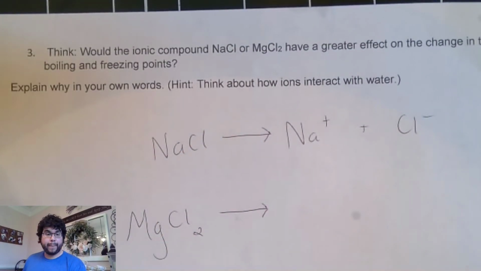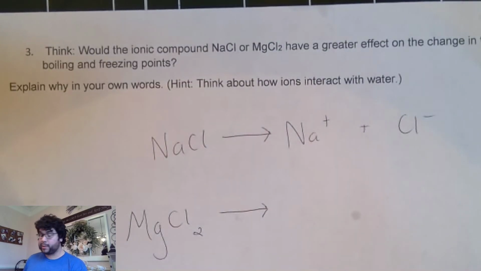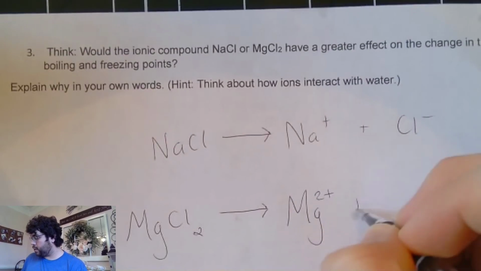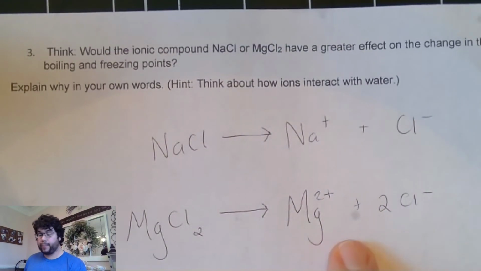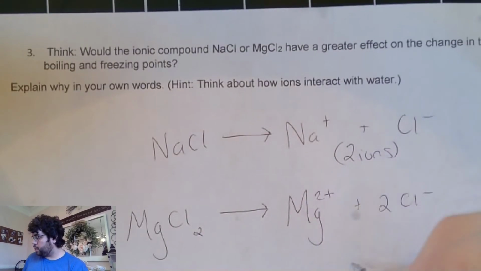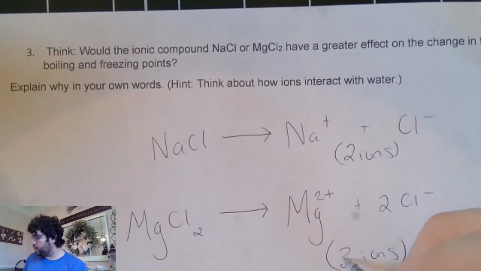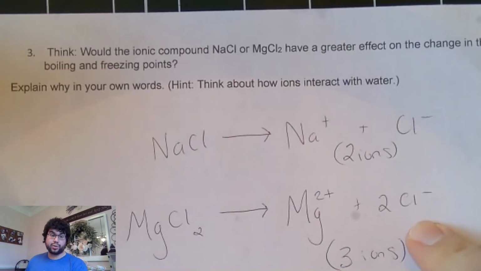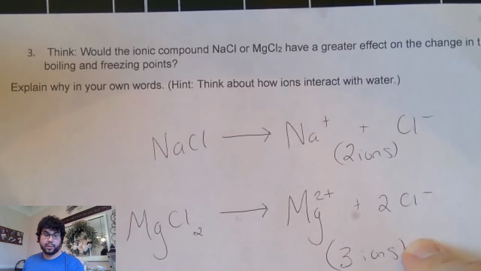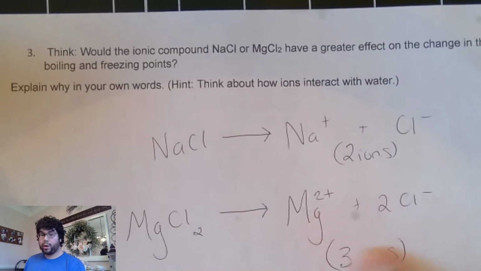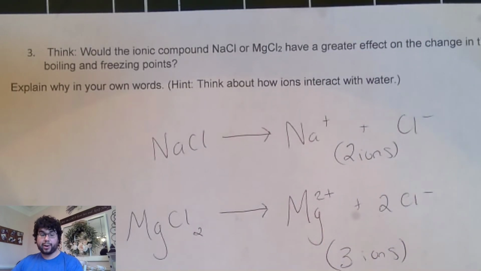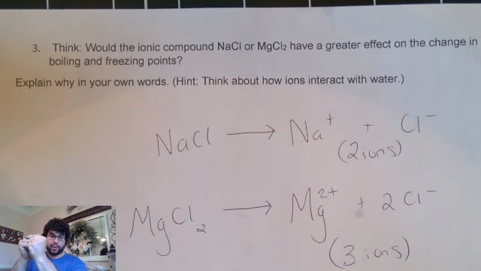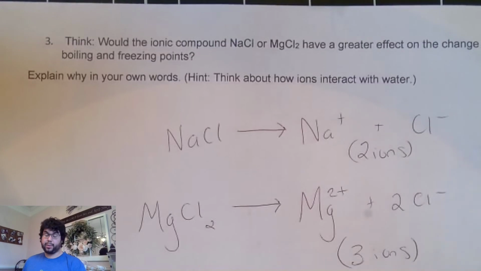Magnesium chloride, how many ions are you going to get? Well, if you balance it properly, you're going to get 3. So you've got 2 ions here, and you've got 3 ions here. Think about that. In this case, you've got more ions that can cause attractive forces to the water molecules. So magnesium chloride is going to have a greater effect on the freezing point and boiling point because there are going to be more ions in solution that allow the water molecules to stay attracted to them, and therefore have a harder time escaping from each other or a harder time condensing with each other. That's the big idea with that question as well.